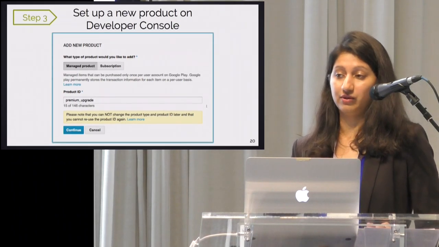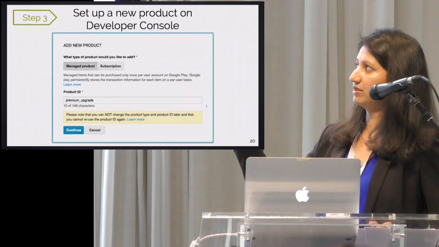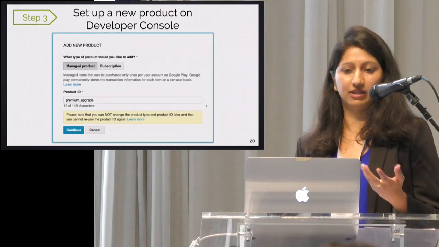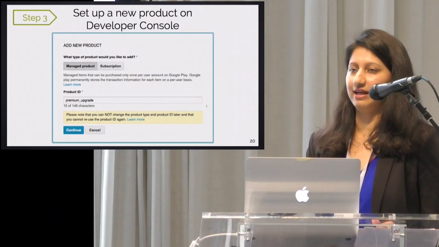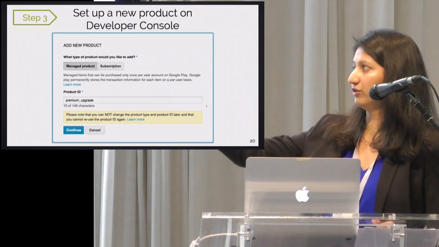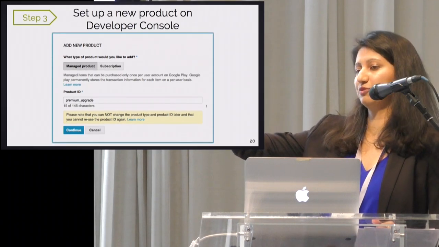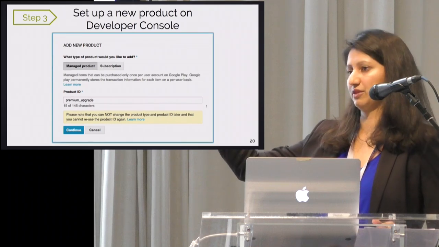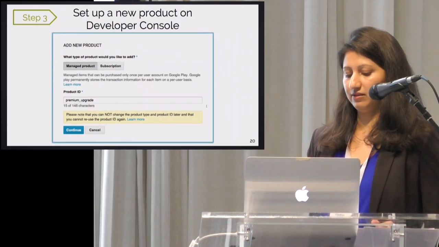Once you do that, figure out if you want to use a managed product for one-time payments or a subscription for recurring payments, and then use a product ID, which is unique. So if you're using something like premium upgrade for a managed product, you cannot use that for a subscription. It is unique. And hit continue.